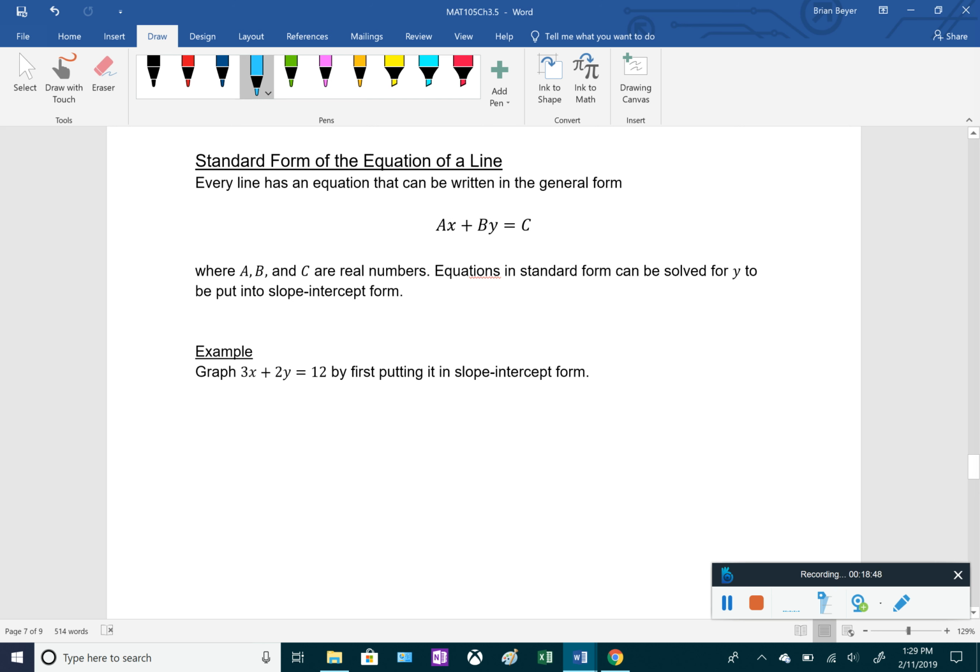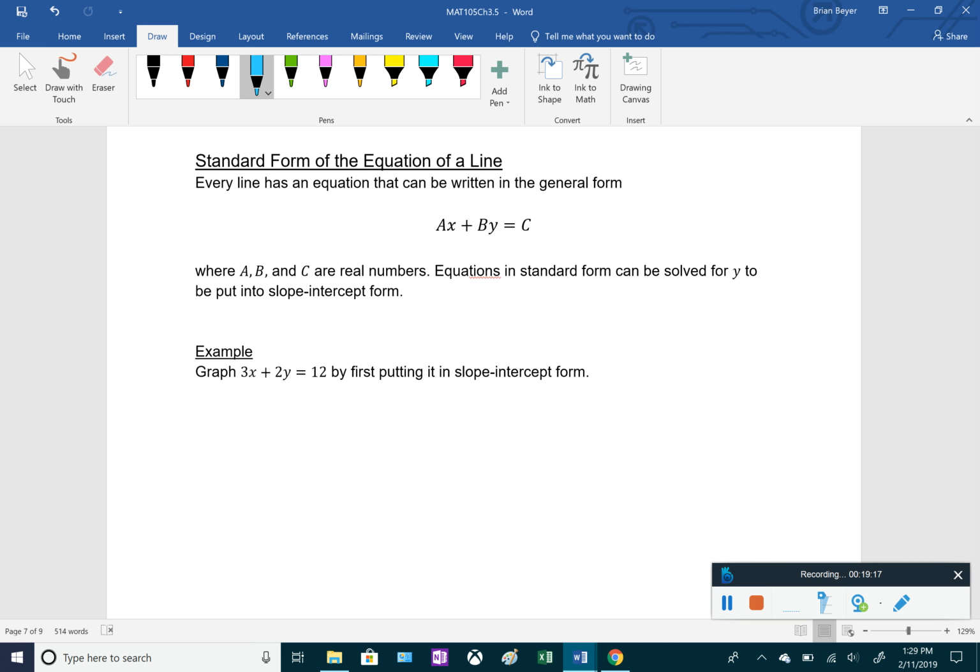So far we've done, for forms of the equation of a line, slope-intercept form and point slope form. We can also have standard form of the equation of a line. Standard form is when we have the variables, the x and the y, on one side, and the constant on the other side. So something like ax plus by equals c. That would be in standard form, where a, b, and c are real numbers, and x and y are the variables.